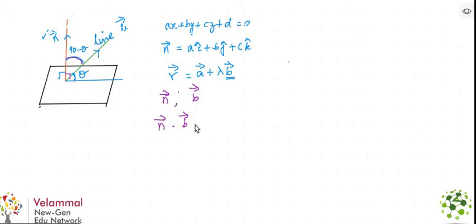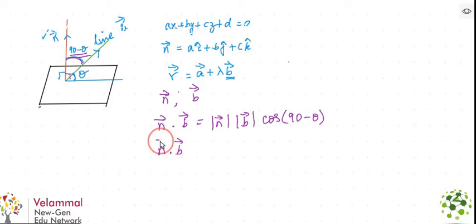Never memorize the formula. Actually, we are finding the angle between the vectors. So don't memorize it as the angle between the line and the plane is given by blah blah blah. Don't memorize the formula, which is not good for you. n dot b equals modulus of n times modulus of b times cos of the angle between them. What is the angle? 90 minus theta. So n dot b equals |n||b| cos(90 - theta). What is cos(90 - theta)? It is sin theta. So we just have to calculate sin theta, that's all.